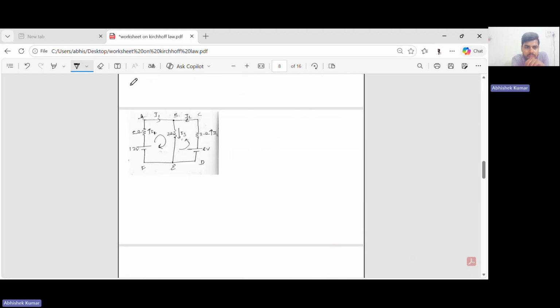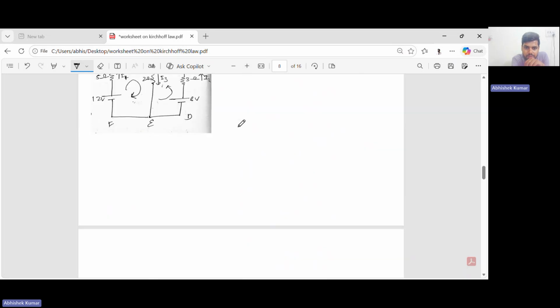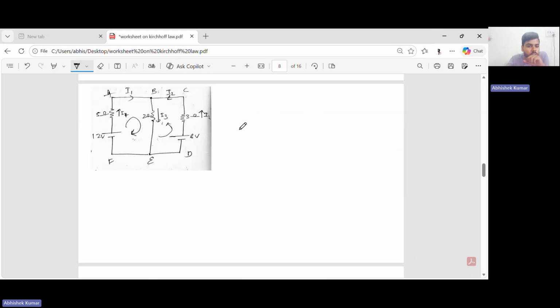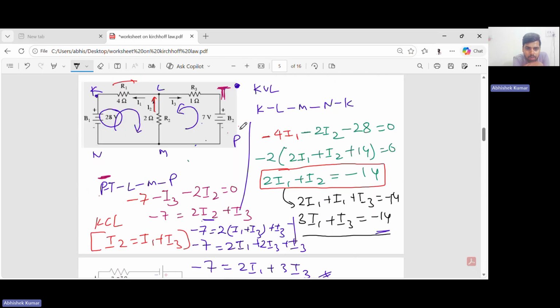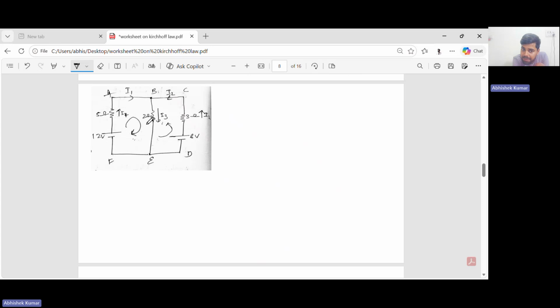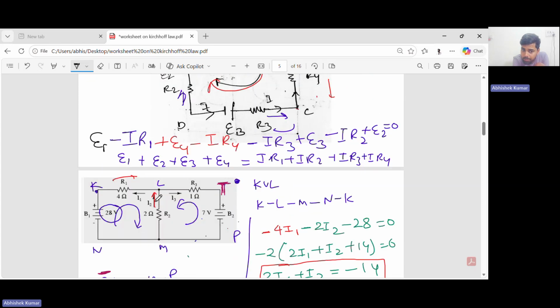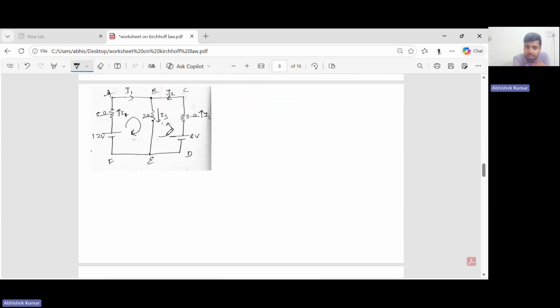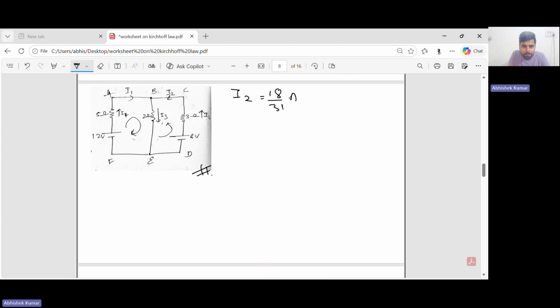Now, if you observe, there is one more question I have taken. This is my favorite question. The loop came in this way, the same pattern we saw. See here also, both loops are the same way. So I need the answer from you for this question. I will give you the hint: if you solve, you will get I2 is equal to 18/31 ampere.